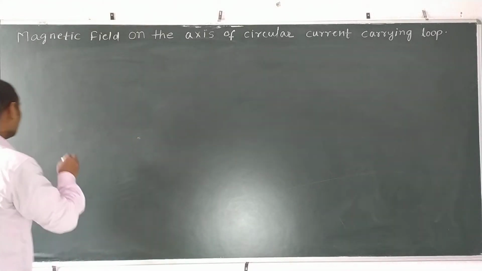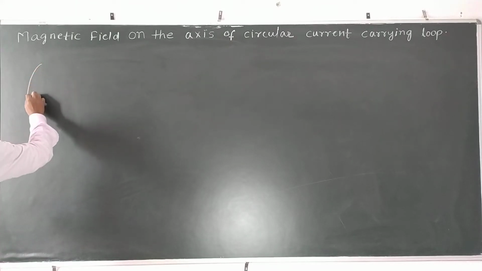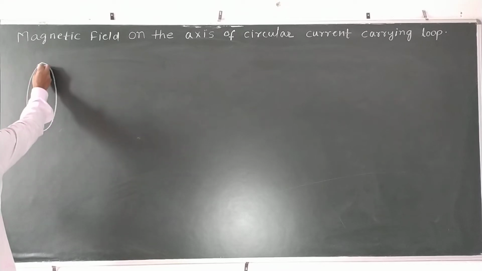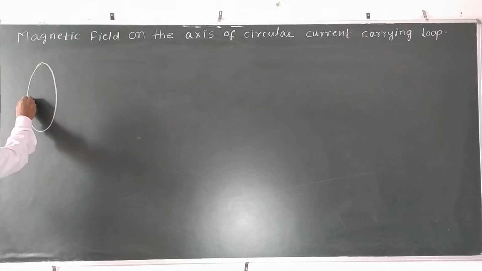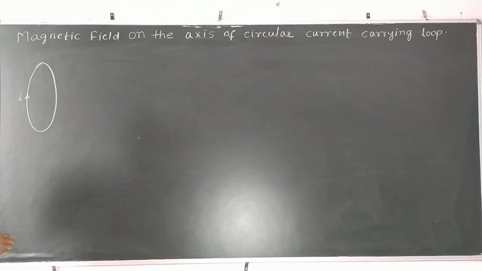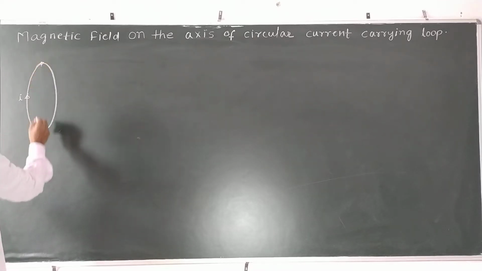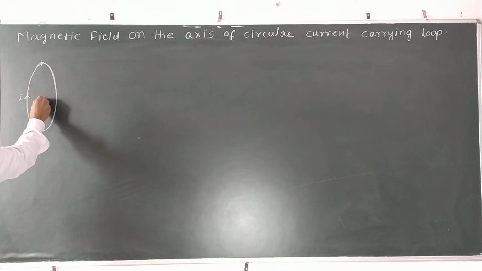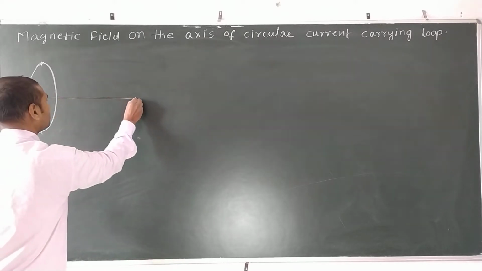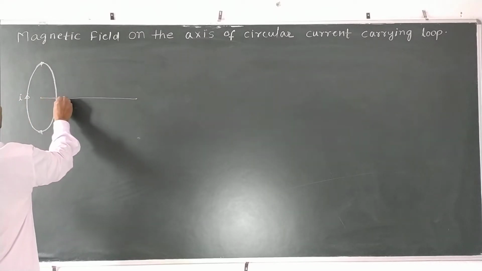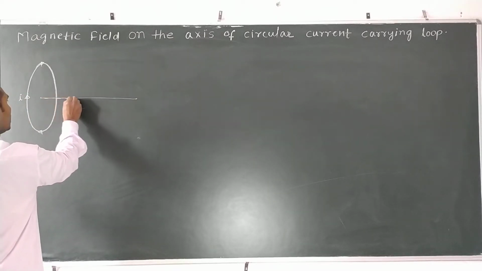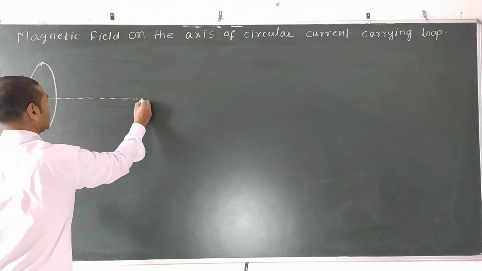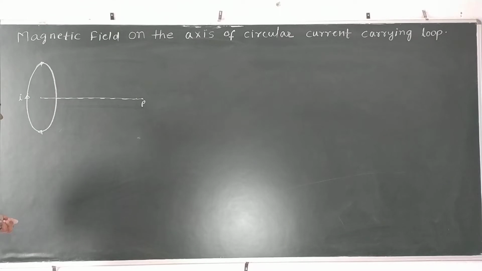Suppose this is a circular current carrying loop, and inside the loop there is a current flowing. Due to this flowing current, we have to find out the magnetic field on the axis of this loop, at a point P.